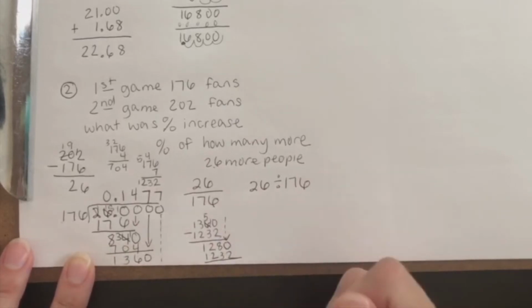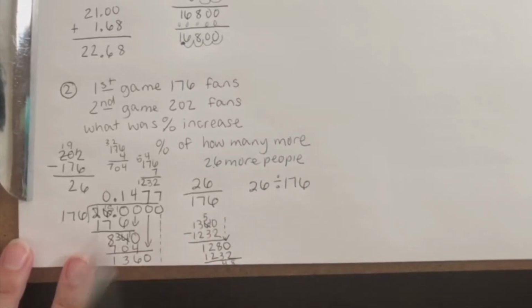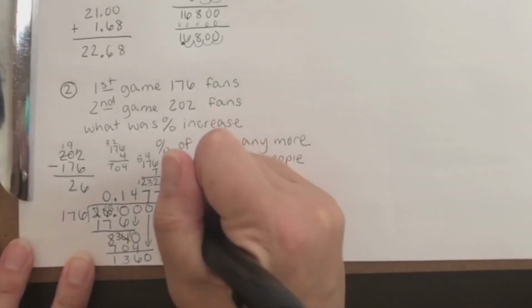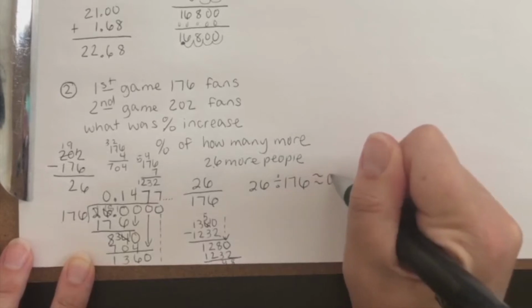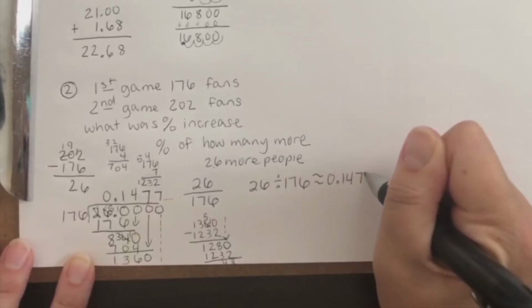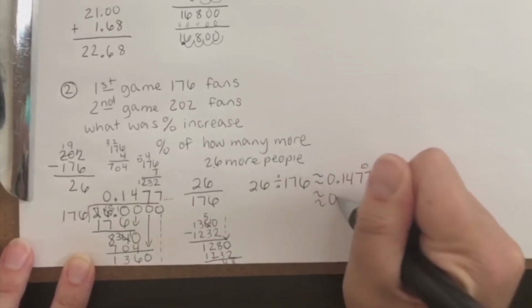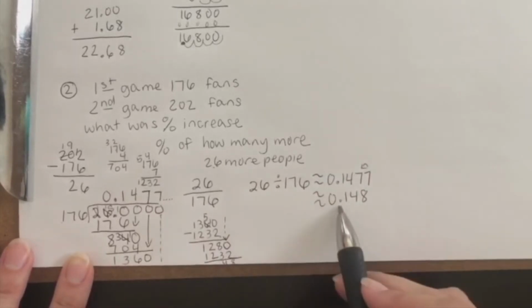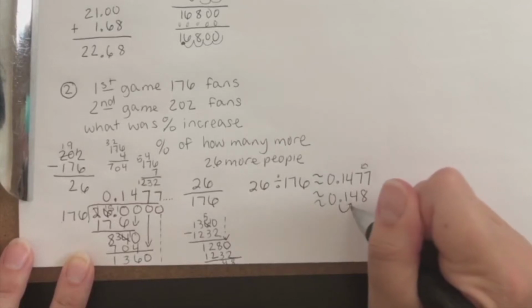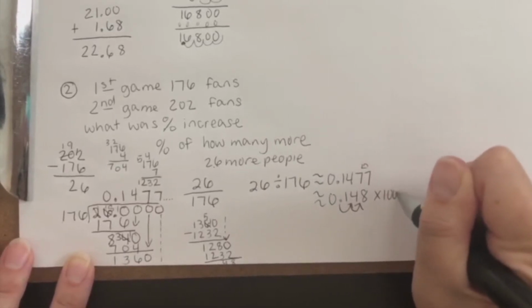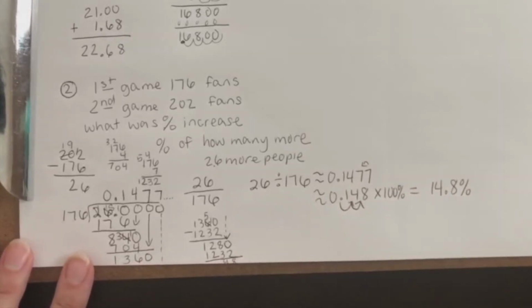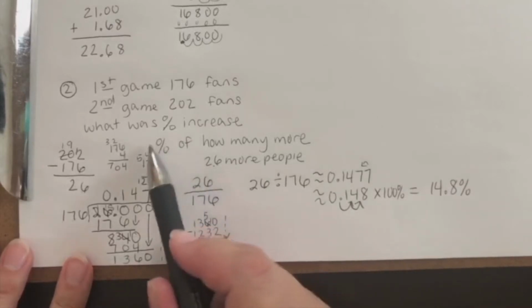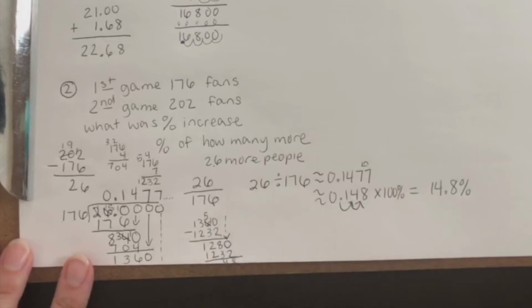And so that looks like 48. Oh, I hope you can see that okay. So here we go. And then there's a remainder of 48. So it's going to keep going. But 26 divided by 176 is about 0.1477. The 7 is going to make that round up, so it's about 0.148. And now I need to make it a percent by moving the decimal place twice, multiply by 100%. And so this will be 14.8%. So the percent increase for how many more people came is 14.8%.